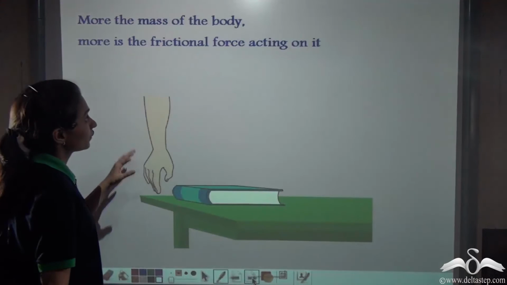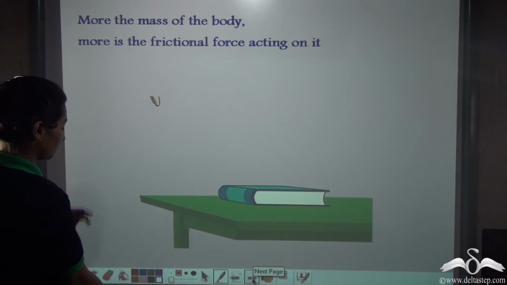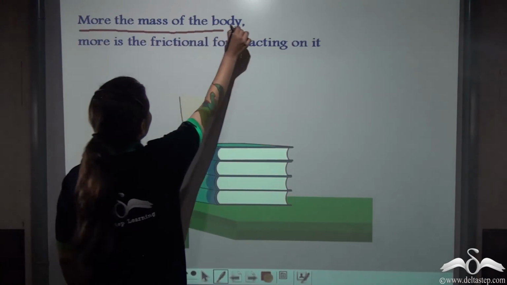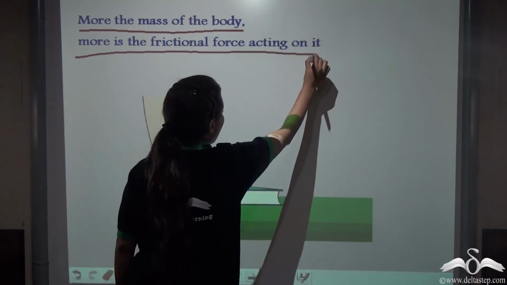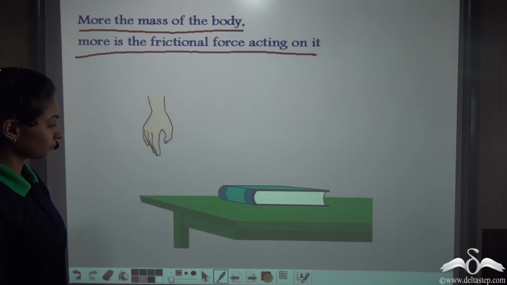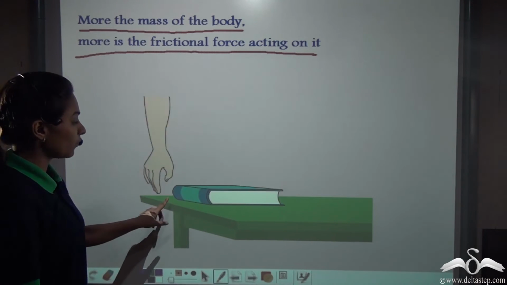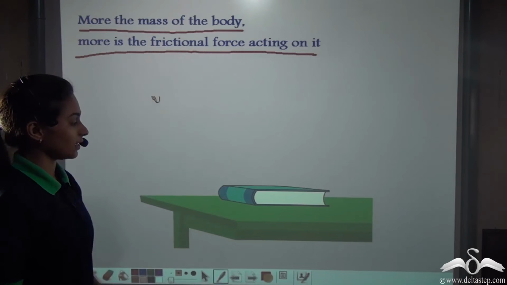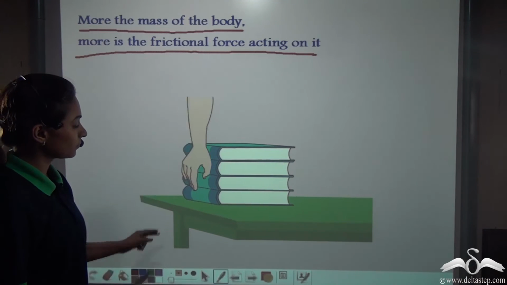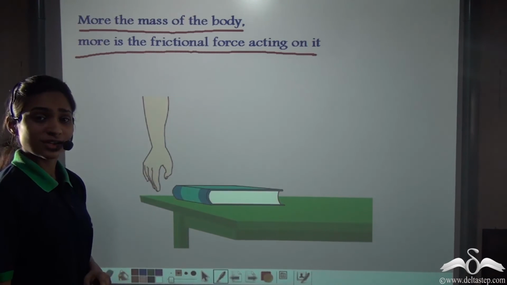So we can say that more the mass of the body, more is the frictional force acting on it. See? When we are moving one book, it slides very easily. But more the mass, more is the frictional force acting on it.